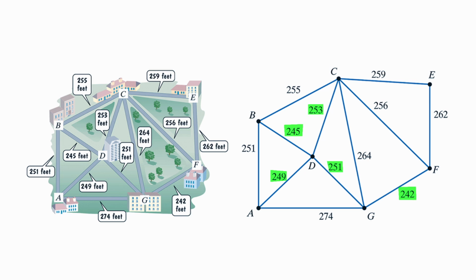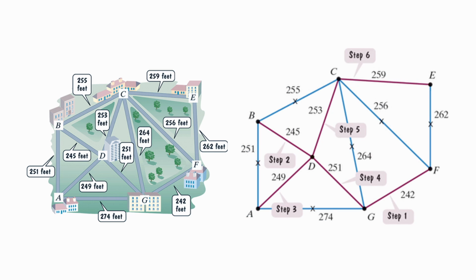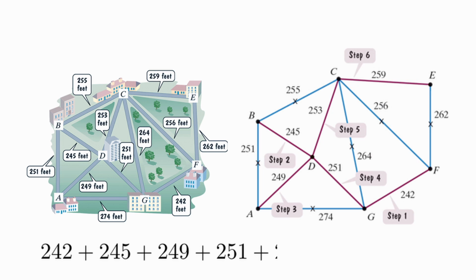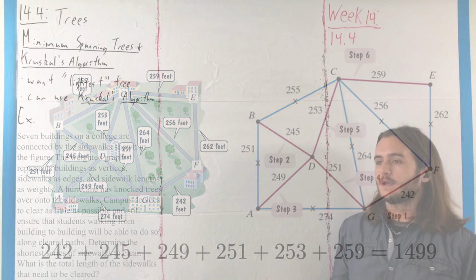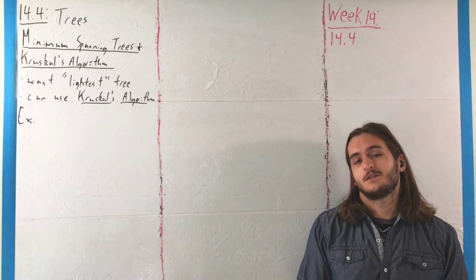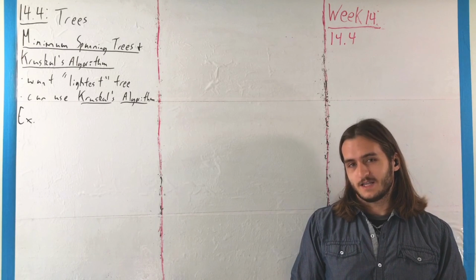That's the nice thing about Kruskal's algorithm, is you kick out a lot of pieces along the way. Anyway, once you get there, because we have so few things left, we really only need to take one more, which would be CE, to get our minimum spanning tree like so, which would correspond to a total distance of 242 plus 245 plus 249 plus 251 plus 253 plus 259 for a total length of 1,449 feet. And that's how you run the algorithm, that's how you get our answer, and that's our last piece of the semester.